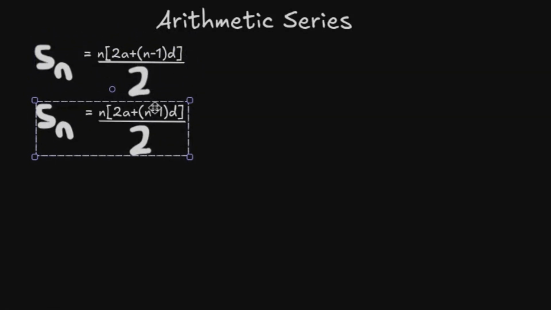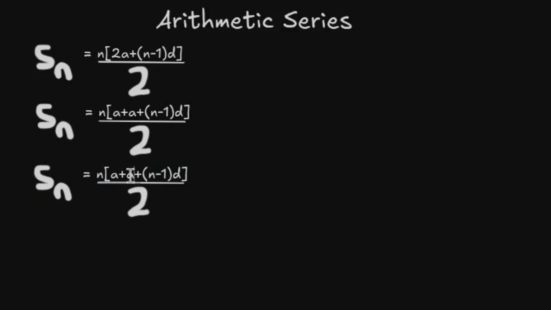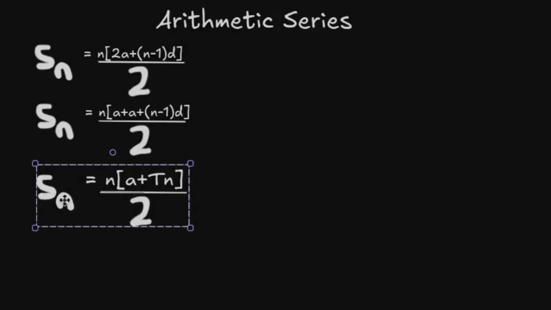Now we're going to write 2a as a plus a. So it will look something like this: n times a plus a plus n minus 1 times d. What is a? A is the first term. And what is a plus n minus 1 times d? It is actually the nth term. So basically, we have just found another formula to find the sum of all terms in a single sequence. Here's the formula. You can use either the first formula, or the second formula, n times the first term plus the last term, divided by 2.